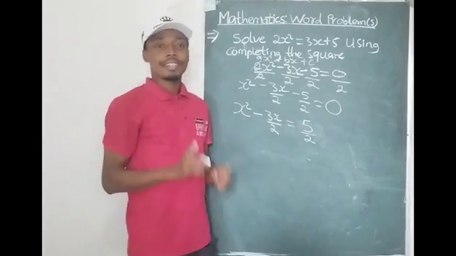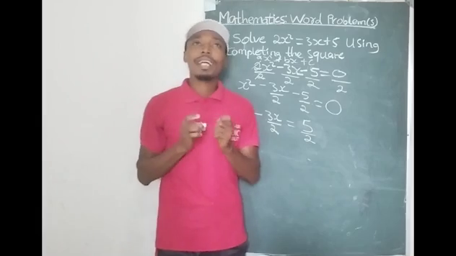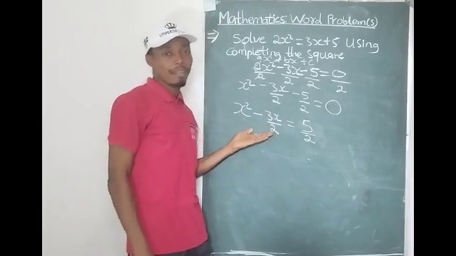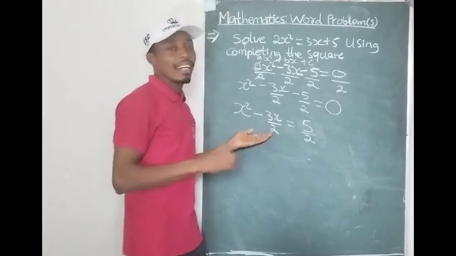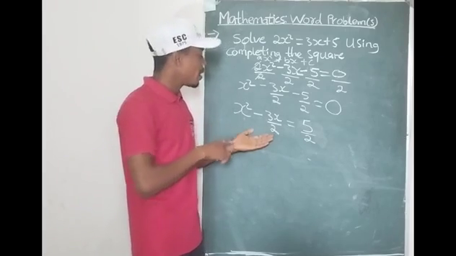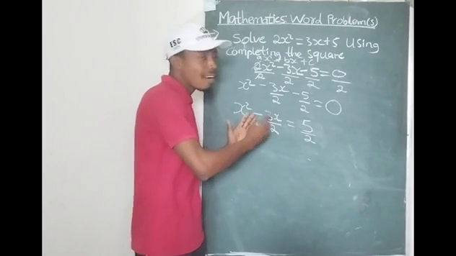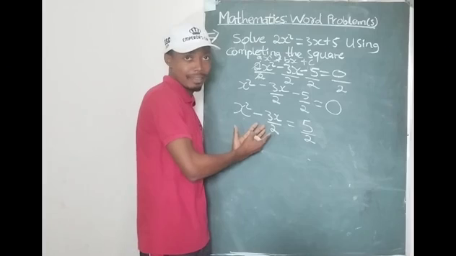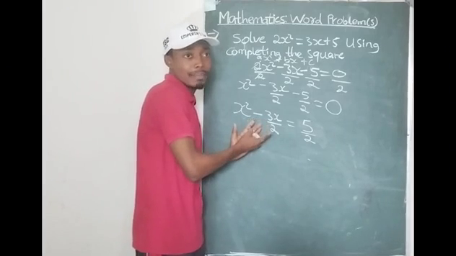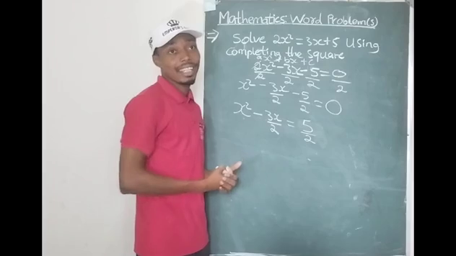Alright, so the next thing we are going to do here, we are going to make the left hand side a perfect square. Take note of this. The left hand side a perfect square. How are we going to make the left hand side a perfect square? We are going to take the coefficient of x. That's how to go about that. We multiply the coefficient of x by half, and then we square the result.